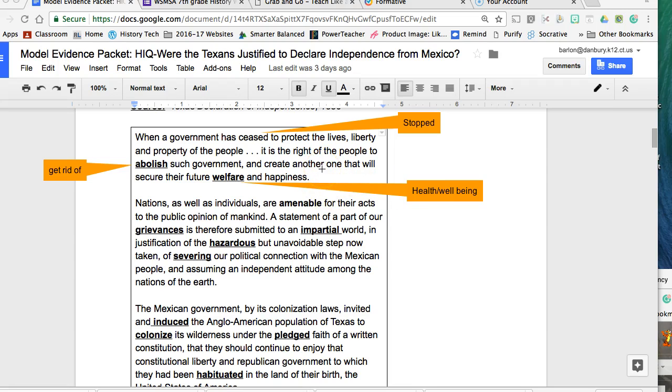So the first thing is to really get those words that are difficult to you. I will tell you, during the DBQ, some of the more difficult words will be at the bottom or at the top of the document, and they'll have a number 1, and you would go down there to look at number 1 and the definition. So you definitely want to do that. Then I would read it again. When a government has stopped protecting the lives, liberty, and property of the people, it is the right of the people to get rid of such government and create a new one that will secure their well-being and happiness.